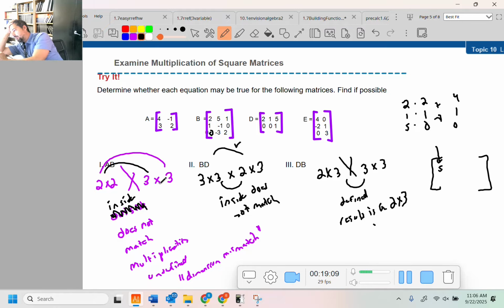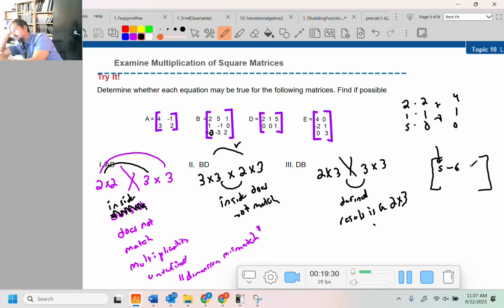Now we are in row 1, column 2. So I'm still using 2, 1, and 5, but I'm using this column. 2 times 5 is 10. 1 times negative 1 is negative 1. So 10 minus 1 is 9. 5 times negative 3 is negative 15. 9 minus 15 is negative 6.